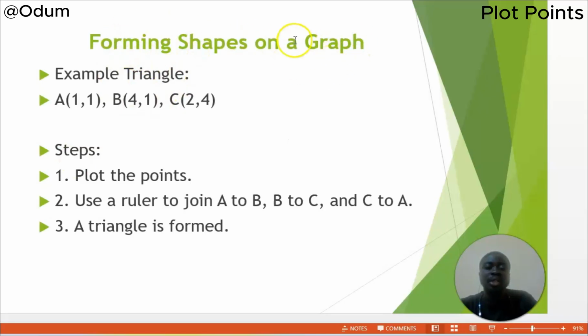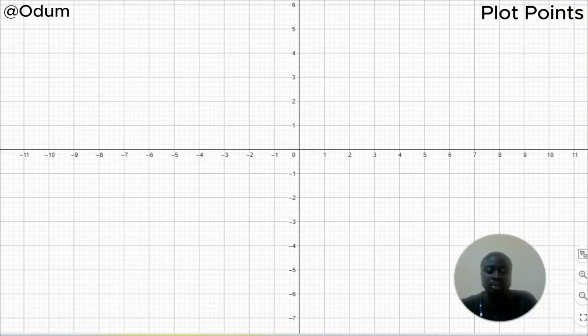Now, forming shapes on a graph. Let's look at how to form shapes on a graph. Now we can label these points, so let's go back and form this shape. This is a triangle because it has 3 points, A, B, and C. We are going to plot these points on the graph. The first point is 1, 1. So 1 is here, +1 on the x. So x is positive, y is positive. So we have 1, 1 here.